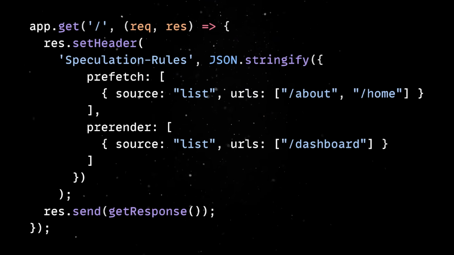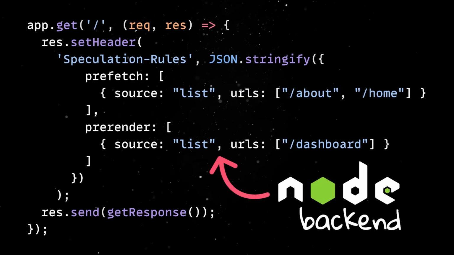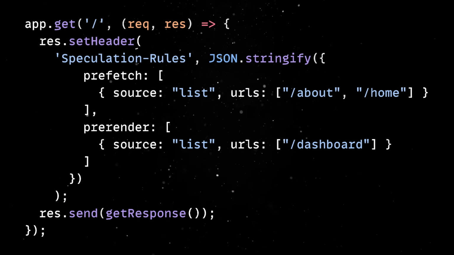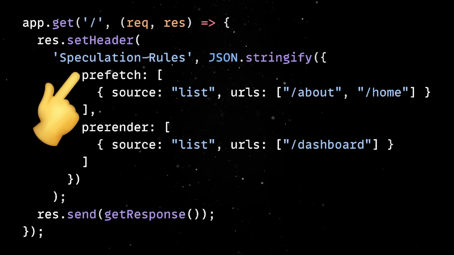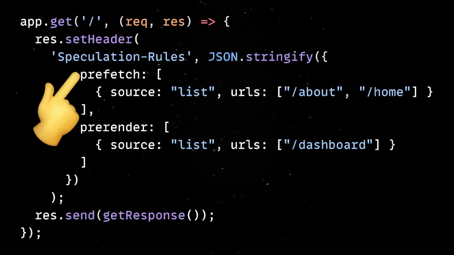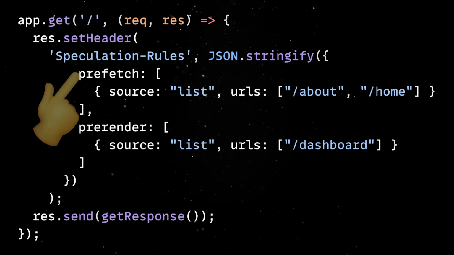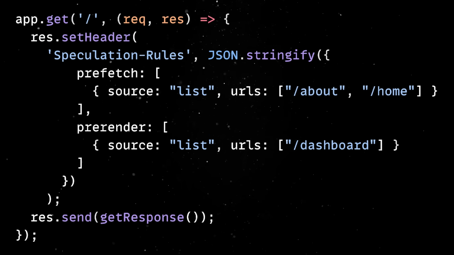It's also important to note that the speculation rules aren't limited to inline script tags. You can also send the same JSON definitions via the speculation rules HTTP response header, and this gives you extra flexibility if you want to modify rules without touching your markup.